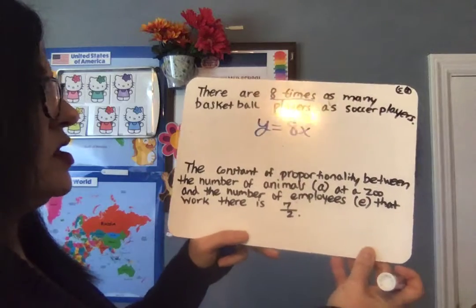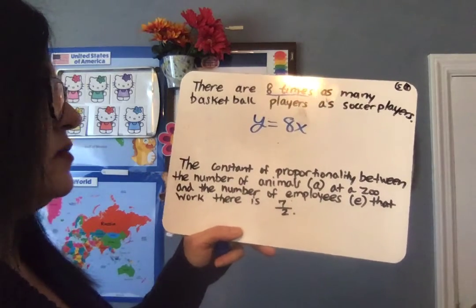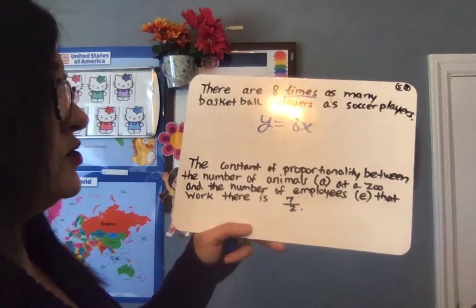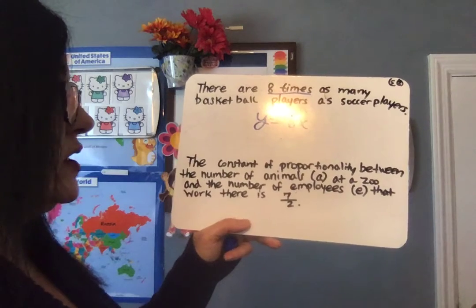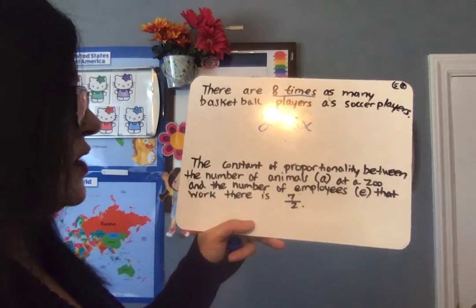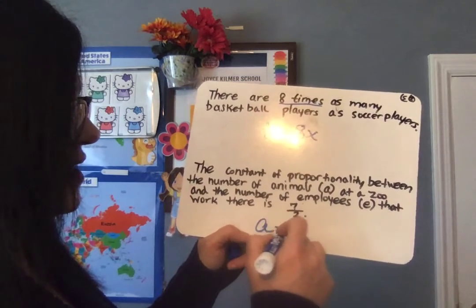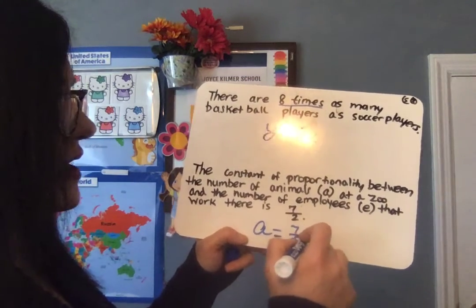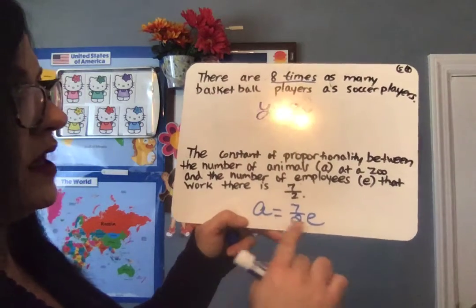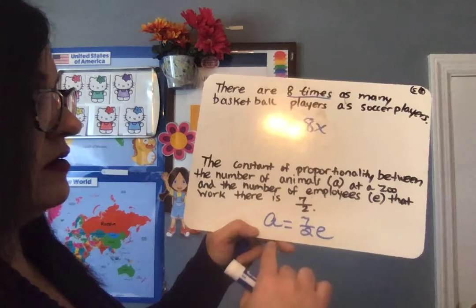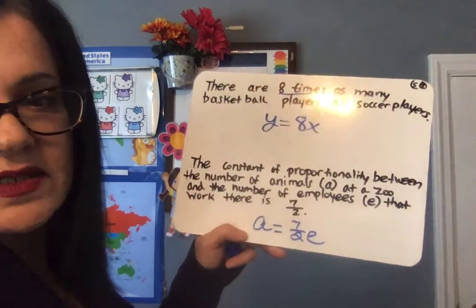And in this case here, the constant of proportionality between the number of animals, A, at the zoo, and the number of employees, E, that work there is 7/2. So in this case, we would say A equals 7/2 E. And the only reason why we're not using y and x is that in this case they're giving us variables to represent each thing, okay?